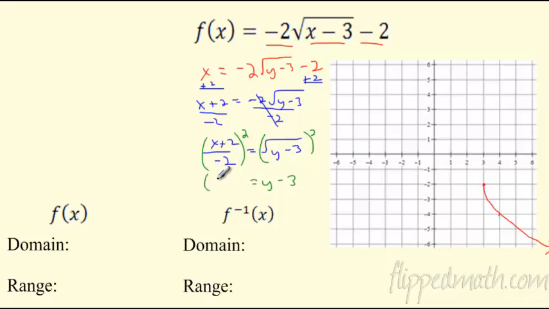Okay, so I'm just going to bring this down. I got (x + 2)/(-2), like this. And then the final step is what? You're going to add 3 to both sides. So add the 3, add the 3. I'm going to rewrite it over here if that's okay.